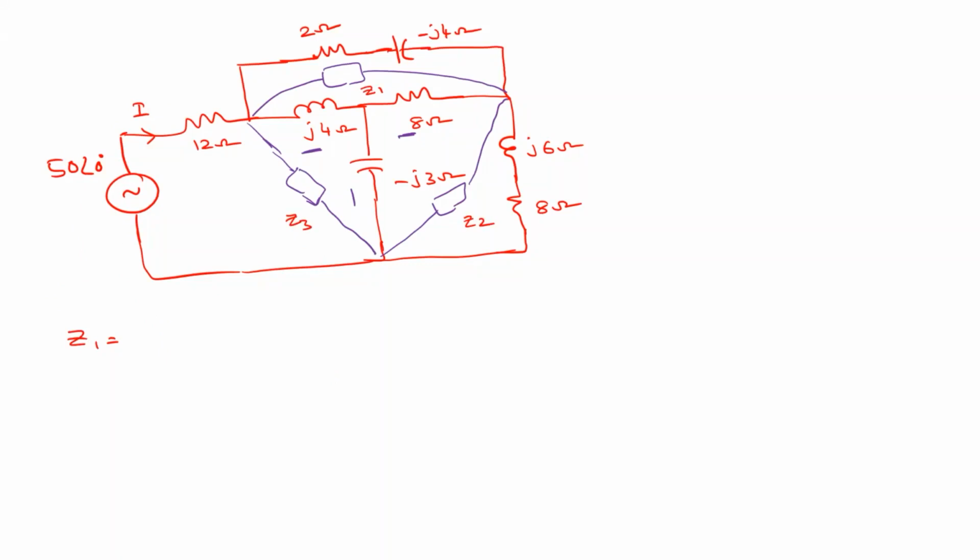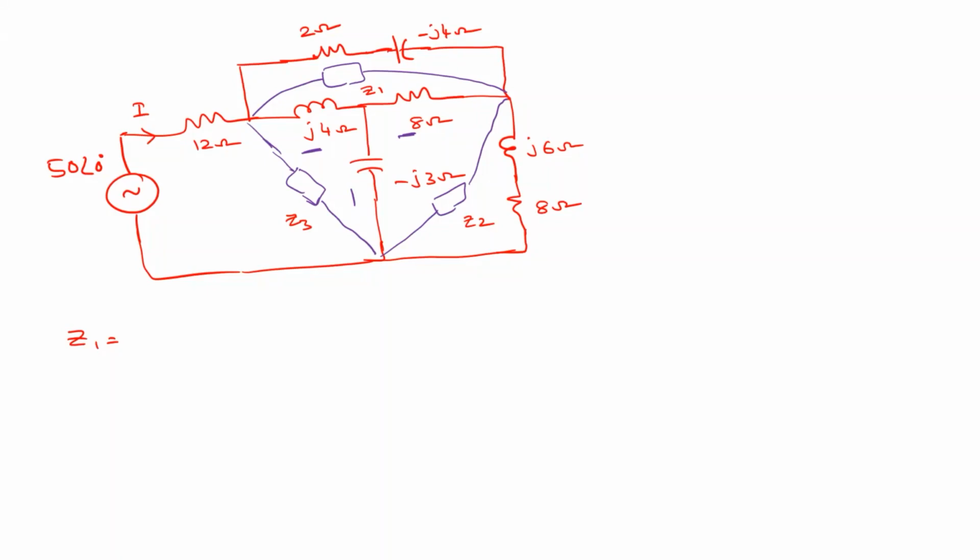So what is Z1? In which format will the final answer of Z1 be? The adjacent ones are ZB and ZC. J4 ohm is ZB and 8 ohm is ZC. We have to take it like that. Adjacent ones are the complementary ones.